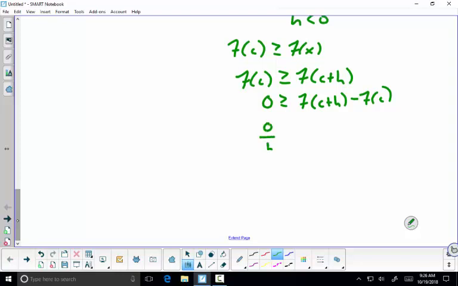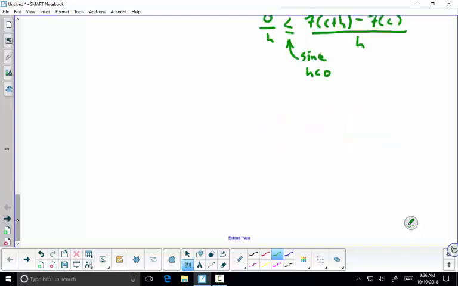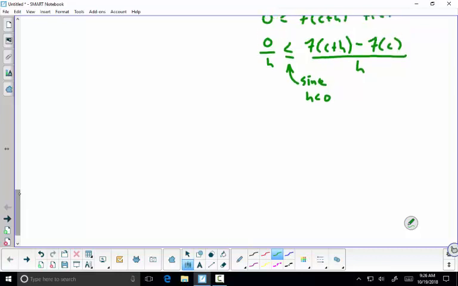But when I do so, when I divide both sides of this inequality by h, what do we know about h? Unlike in the first case, where h was positive, here we have that h is negative. And what happens when you divide an inequality by a negative number? You reverse the direction of the inequality. So this gives us that 0 is less than or equal to f of c plus h minus f of c all over h. I'm now again going to take the limit as h approaches 0.